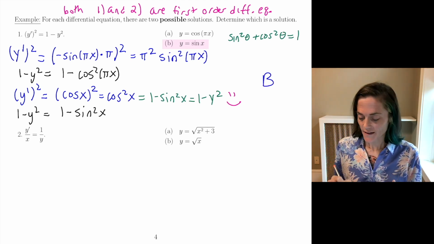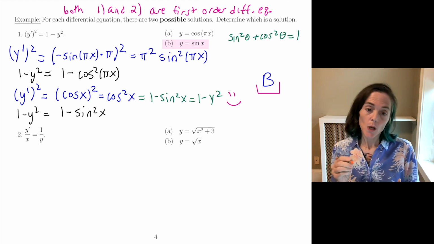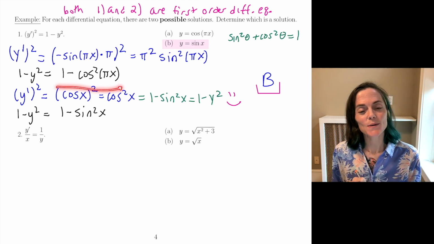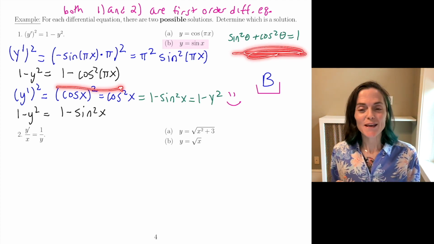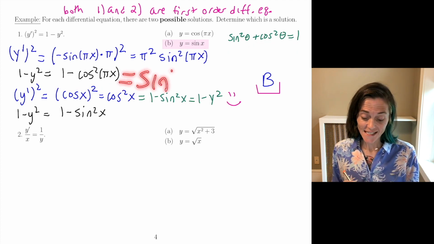However, let's just make sure that A does not work. So, what is 1 minus cosine squared pi x? Well, if we use this most important trig identity, what would it be equal? Just sine squared pi x.